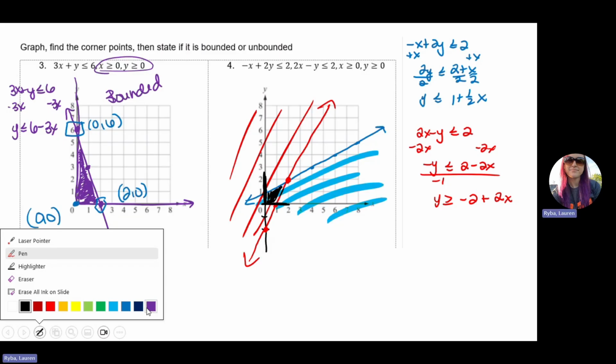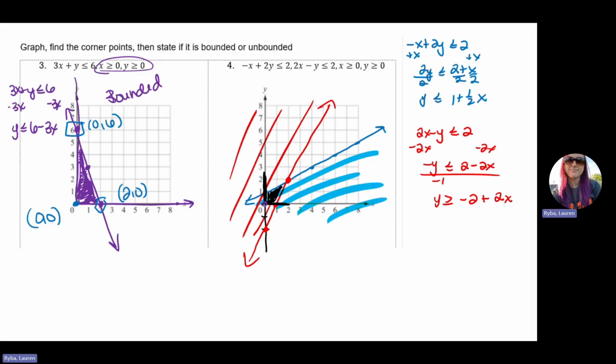And because there are 4 lines, there are going to be 4 corners of my kite. So this is bounded. The final shaded area is contained between lines. And my corners are the origin 0, 0, up at 0, 1, across at 1, 0, and at the point 2, 2.